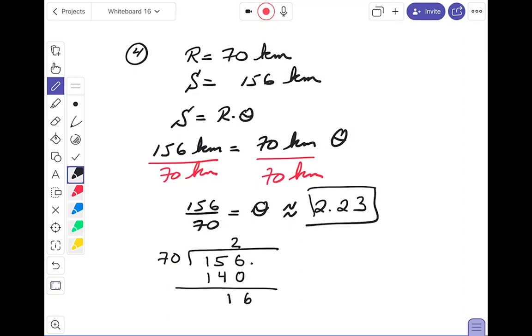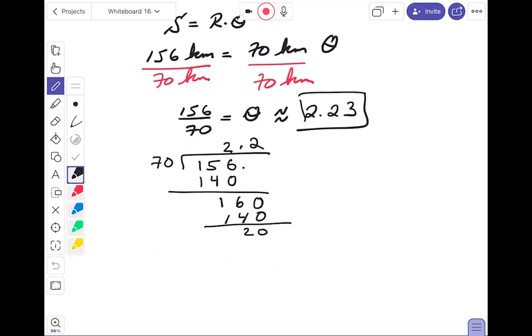Put decimal point down, and I'll add a 0 over here. I'm going to say 2 again. That's 140. I'm going to get over here 20. All right. That's over here. And I'm going to say 2 again. I'm going to go over here. That's 140. I'm going to go here 60.